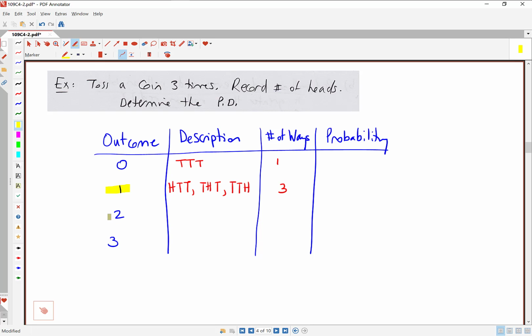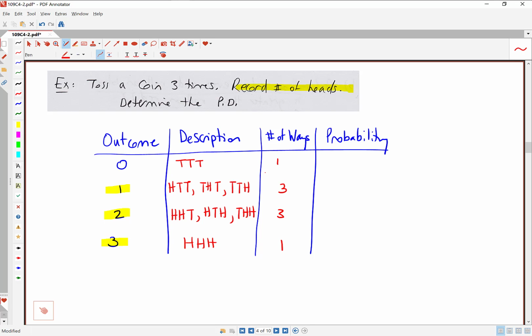And similarly, if you have 2 heads, you're going to have 3 different ways for that to happen. So let's think about what the description would be. You could have heads, heads, tails, or heads, tails, heads, or tails, heads, heads. So again, 3 ways for that to happen. And then by the time we get to this outcome here, remember 3 is representing the number of heads, we're back down to just a description that contains only 1 different possibility. It would have to be heads, heads, heads, only 1 way for that to happen.